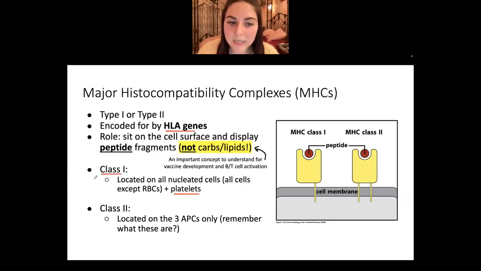Class 2 is only located on the 3 APCs. So do you guys remember the 3 APCs? Hopefully you're saying them in your head right now. But your macrophages, your dendritic cells, and your B cells.